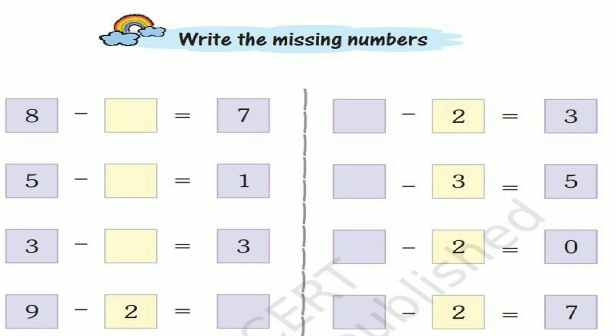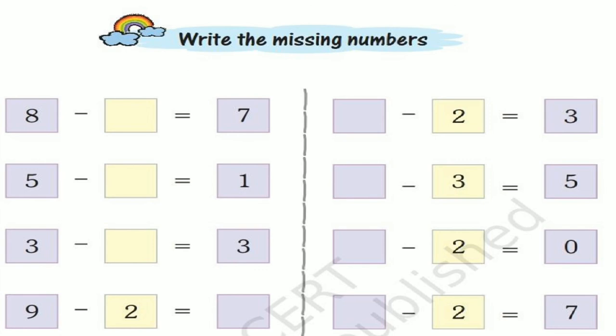Next, 5 minus dash is equal to 1. So, which number should we put in the dash? Let us try with 0. 5 minus 0 is equal to 5. Did not get 1. So, let us try with 1. 5 minus 1 is equal to 4. This is also not correct.